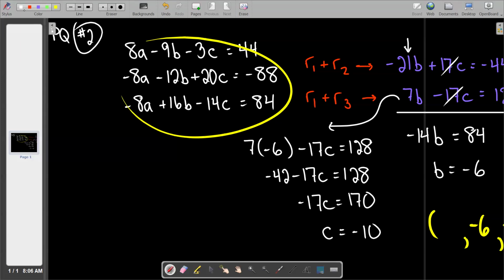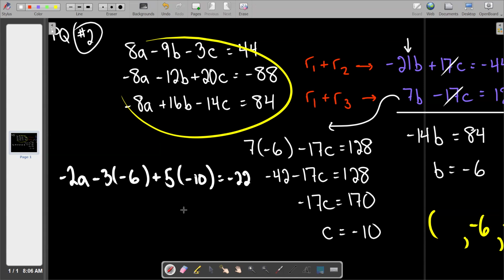Good. So if we take that middle equation, then we're going to write it as -2a minus 3 blank plus 5 blank equals -22. So that's our task. And then that's the end of the road. We obviously have to put in the first blank -6. And then in the second blank, we have to put -10. And then we solve. So this equation is our task. Solve that equation. So what would we do?